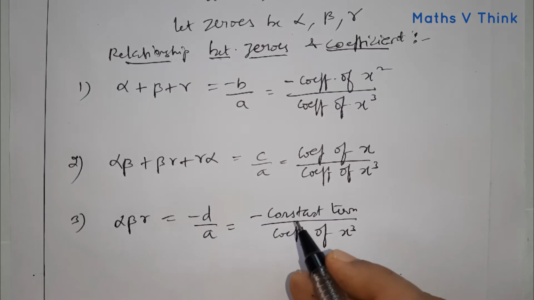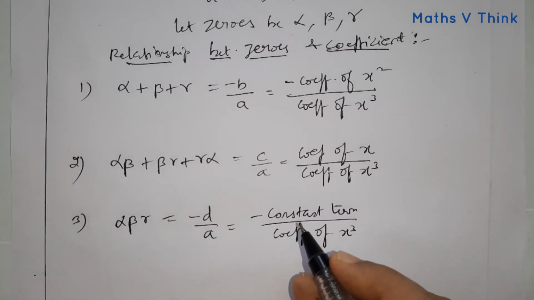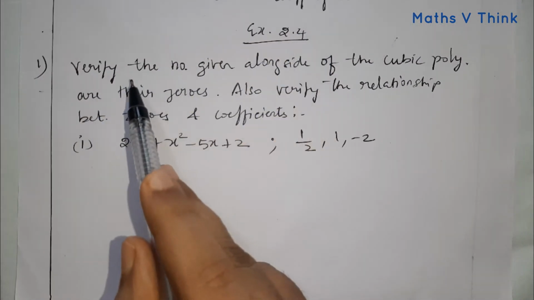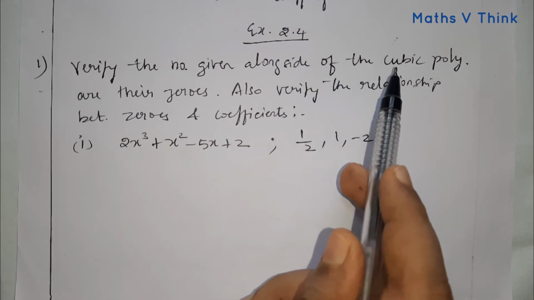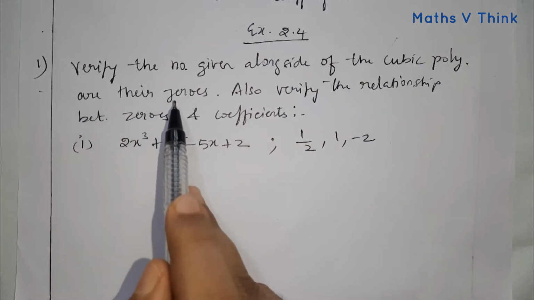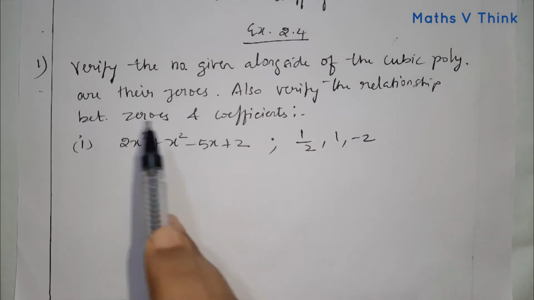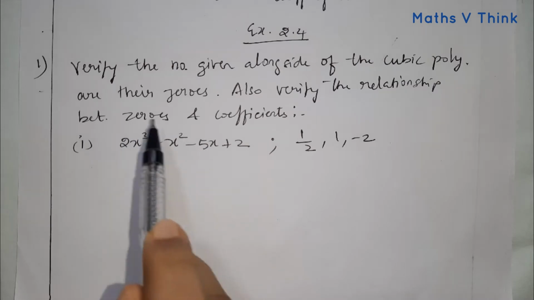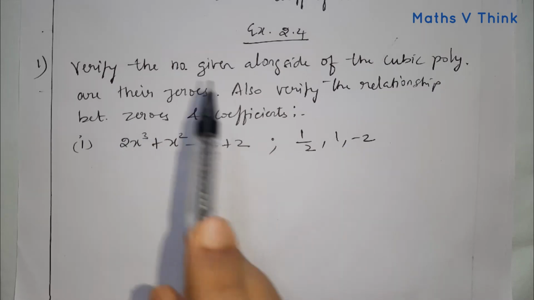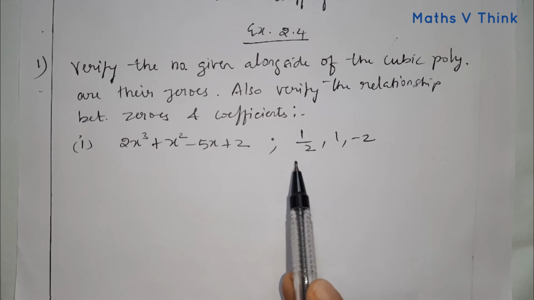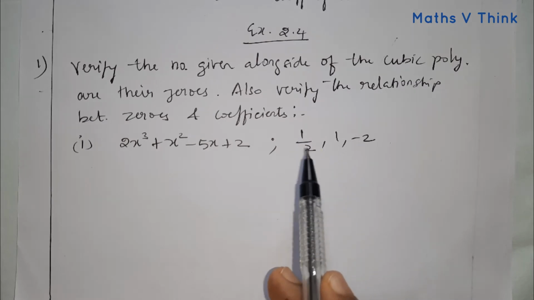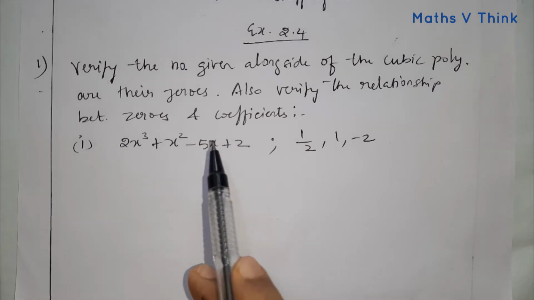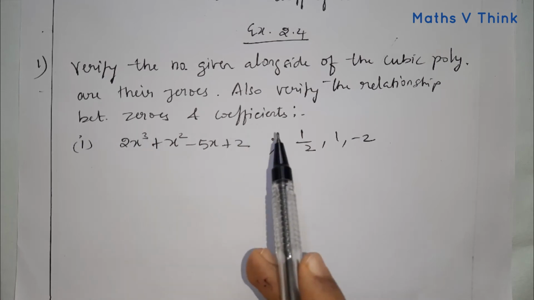Now we'll be starting the first sum of the exercise number 2.4. The first question of the exercise 2.4 says, verify the numbers given alongside of the cubic polynomial are its zeros, and also verify the relationship between zeros and the coefficients. So they have given a cubic polynomial, and also the zeros. The first question is telling that we need to verify whether these zeros are the zeros of this cubic polynomial, and also we need to verify the relationship between zeros and the coefficients.